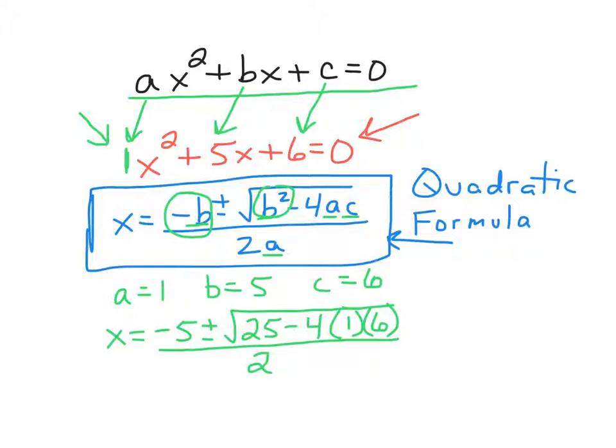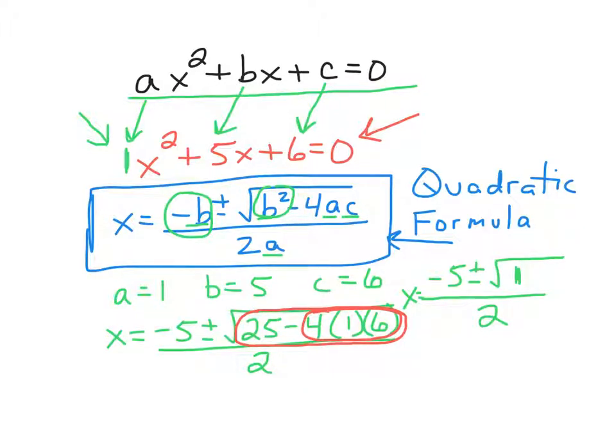And now I just need to solve this. In order to solve this, I'm going to use order of operations. The very first thing I need to do is figure out what I am circling right now in red. So I have 25 subtract, and I'm going to multiply 4 times 1 times 6. 4 times 1 times 6 gives me 24. So right now I have negative 5, I'm going to recopy what I have, plus or minus the square root of 25 minus 24. So that's just equal to 1. So I'm just going to put a 1 underneath that square root symbol, all over 2. And that's what x is equal to.